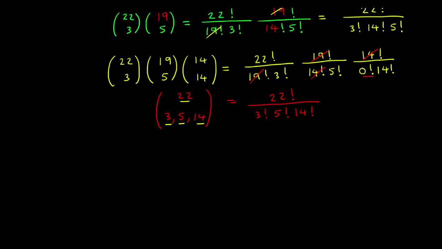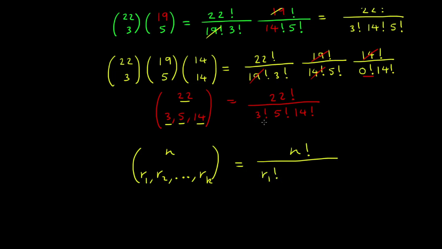So more generally, to distribute all elements n in multiple categories, then we have n from r1, r2 up to rk, which is equal to n factorial on r1 factorial by r2 factorial, and so on by rk factorial.